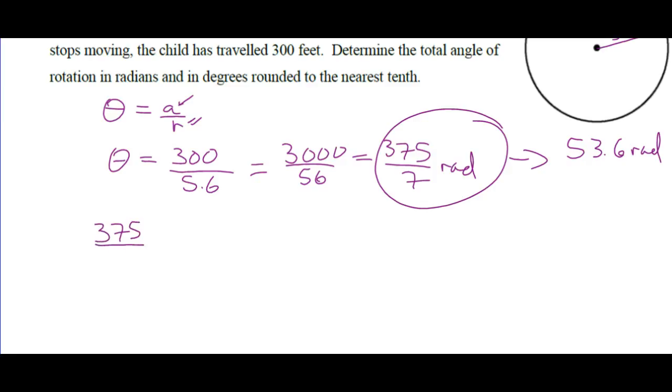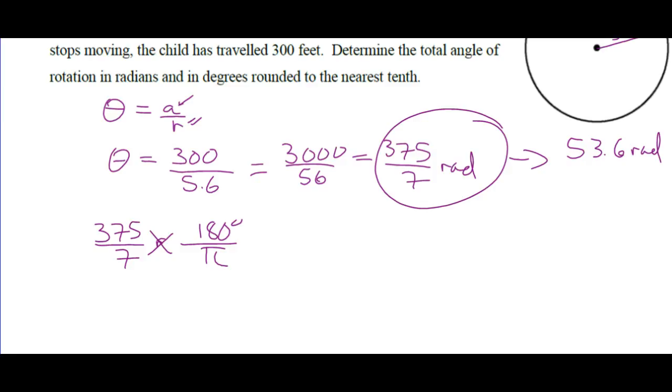So 375 over 7 radians times, so I need a 180 and a pi. What goes where? 180 on top. That's what I want. The thing I want goes on top. I want degrees. And the thing I have goes on the bottom. I have radians. I want degrees. So one radian is 180 degrees divided by pi. 180 divided by pi degrees. Okay, so we could just work that out, get it as a decimal, right? Round it to the nearest tenth. So 375 times 180 divided by 7 divided by pi, and it's nearest tenth.